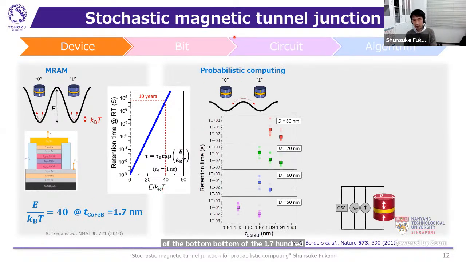And for the probabilistic computing applications, you need to enhance the hopping between these two states. And this can be easily achieved by just reducing the height of the energy barriers between the two states. And this is possible by just increasing the thickness of the cobalt iron boron from 1.7 to around 1.9 nanometers in our experiment.